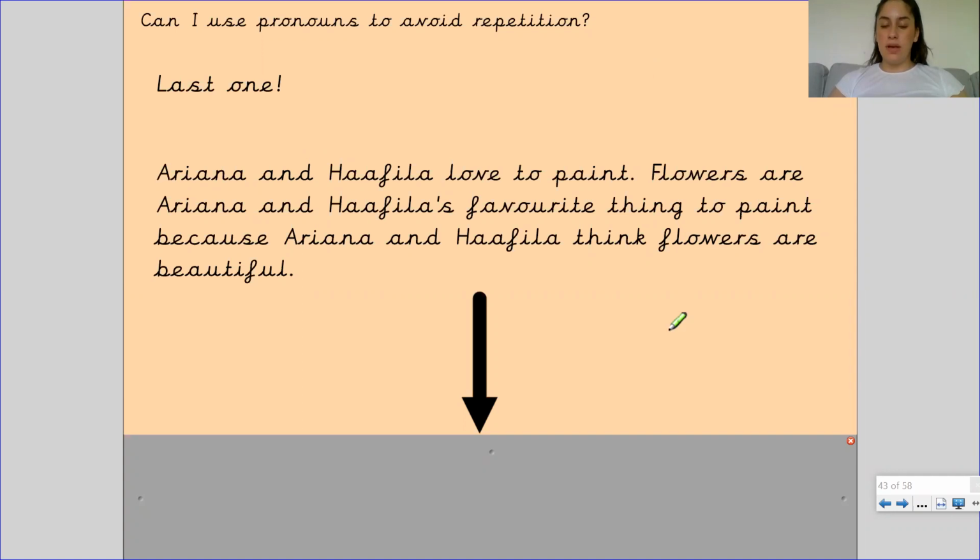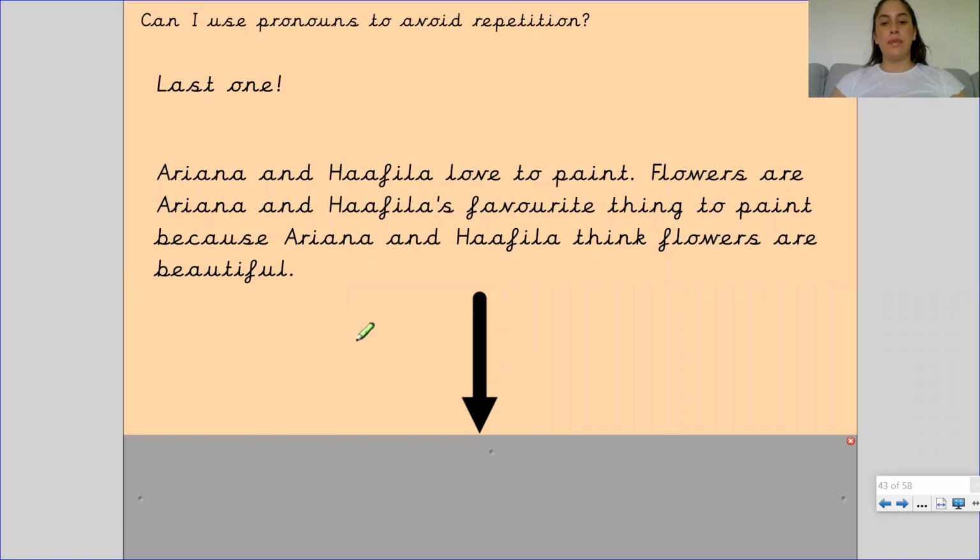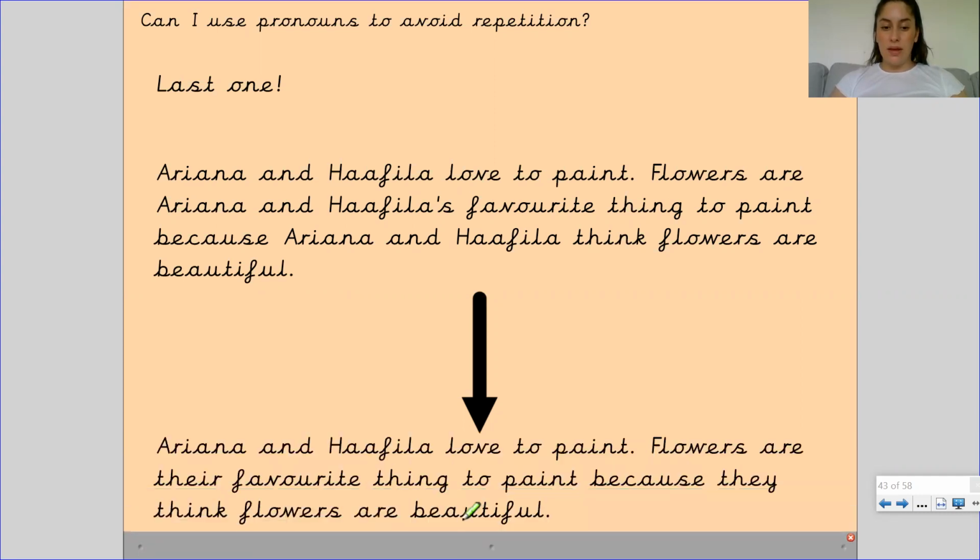Now, which of their would we replace it with? If you remember our trick, I'm still using the highlighter. I'll show you when I show you the sentence. So flowers are their favorite thing to paint because they think flowers are beautiful. Ariana and Hafila love to paint. Flowers are their favorite thing to paint because they think flowers are beautiful.